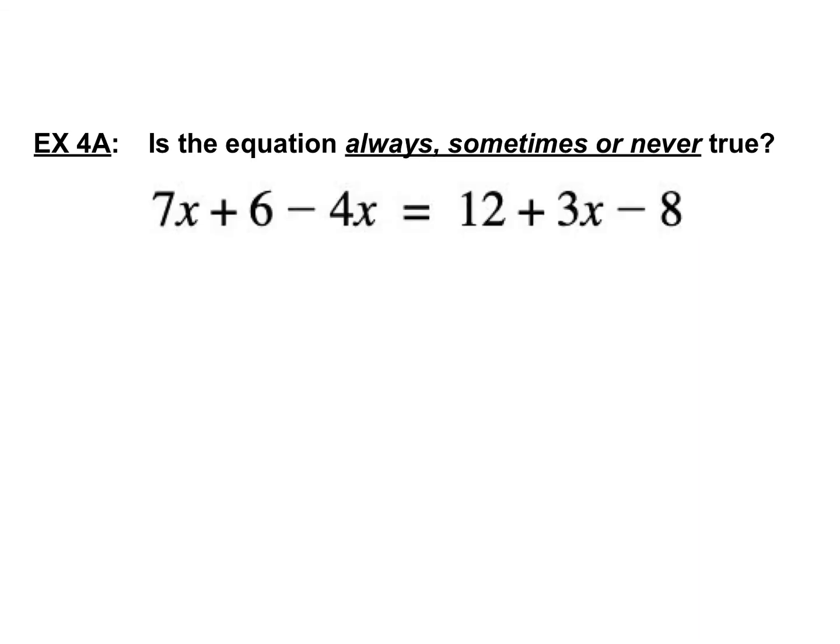All right, example 4, we have 2 parts to it. So this is example 4a, and the question says, is the equation always, sometimes, or never true? Well, let's see. Let's go ahead and solve the equation for x. So on the left side, I have some like terms that I can combine. So I'm going to combine the 7x and the negative 4x, and that's going to give me a positive 3x, and then plus that 6, and then equals. And then on the right side, I've got 12 and a negative 8 that I can combine. And so 12 minus 8 is 4, and then bring down the 3x.